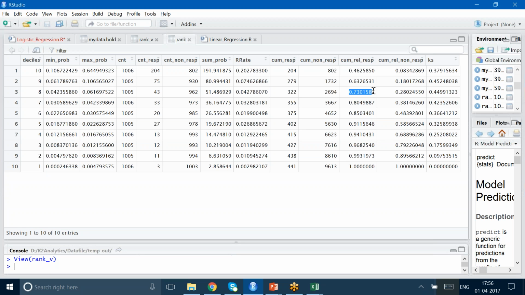That jump is a huge drop. I am saying that by the 3rd decile I should capture 73% of potential prospects, but I am able to capture only 67. It is almost a 10% reduction in your statistics. That is not acceptable.